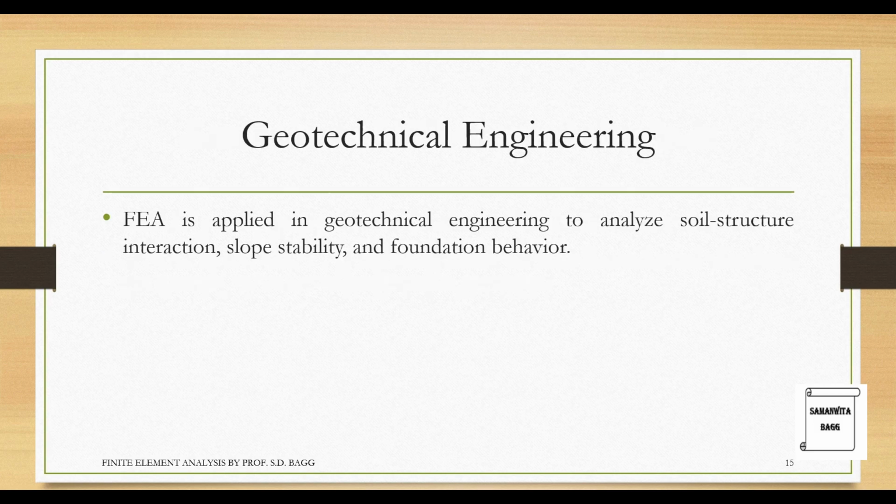Geotechnical engineering. FEA is applied in geotechnical engineering to analyze soil structure interaction, slope stability, and foundation behavior. So in case you want to study the effect of soil structure interaction, you can go for FEA analysis. Say you want to know what kind of slope would be perfect for a particular structure, you can also use FEA analysis in that case. And foundation behavior is where you create a foundation and you want to know what load can be held by the structure, or if there is an earthquake, you can also analyze what would be the effect on the body. That's nothing but a seismic analysis that you do.